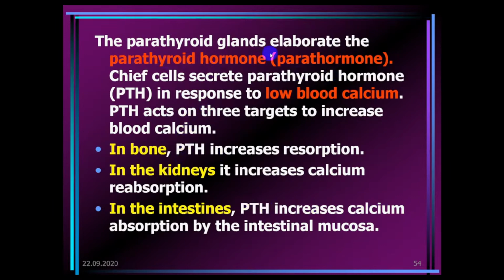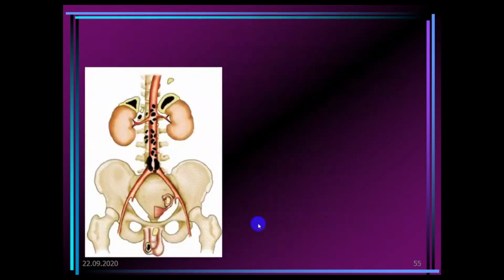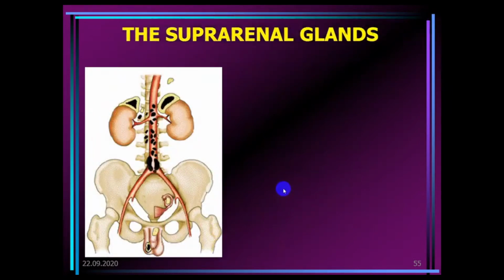The parathyroid gland elaborates the parathyroid hormone, parathormone, which responds to lower blood calcium, and that's why it increases the reabsorption from the bone, from the kidney, and from the intestine. It increases the reabsorption of the calcium in these organs.